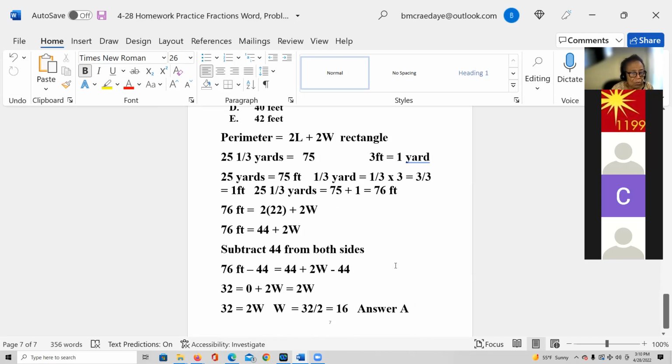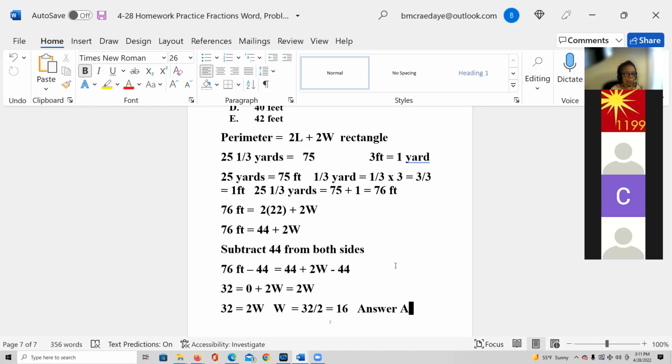Now you can prove this. Take the two widths, add them up with the lengths and see if you get 76. What's 2 times 16 plus 2 times 22? What does that add up to?